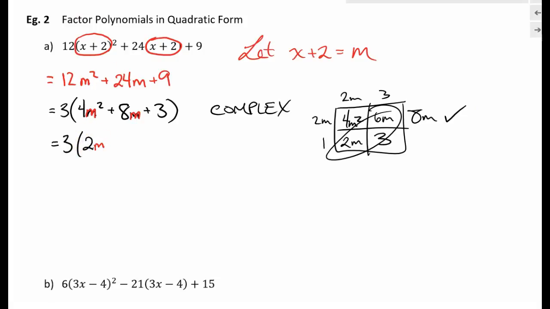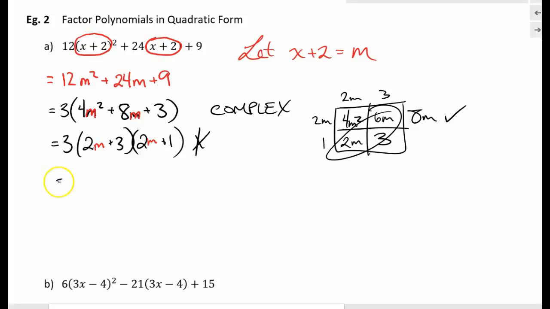2m plus 3 and 2m plus 1. But I'm not done here because those m's are not actually part of my original question. I put them in there, so I got to take them back out.